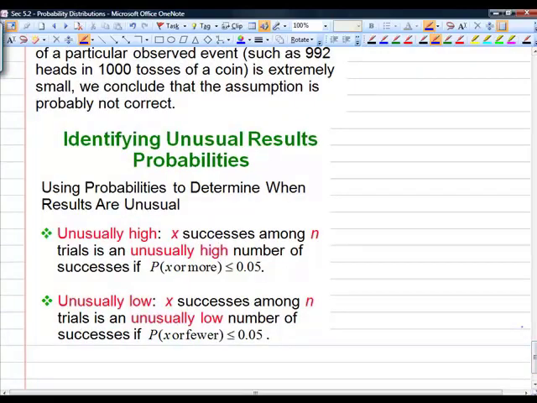We say that a probability is unusually high if X successes among n trials has a probability less than or equal to 0.05. It's unusually low if the probability of getting X or fewer successes is less than 0.05. So that's our cutoff here.